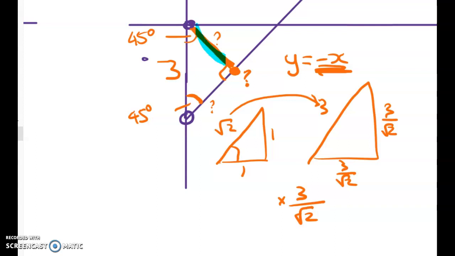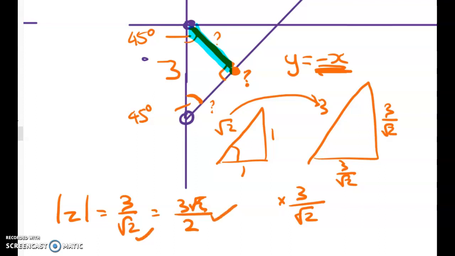But that is what I'm after, right? I want the length of that line. So if we've done a good graph, we can say that the modulus of z is equal to 3 over root 2. And we can rationalize the third and get this. So both of those are fine.